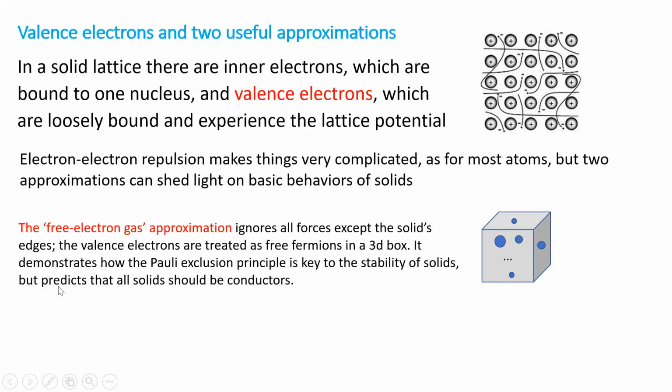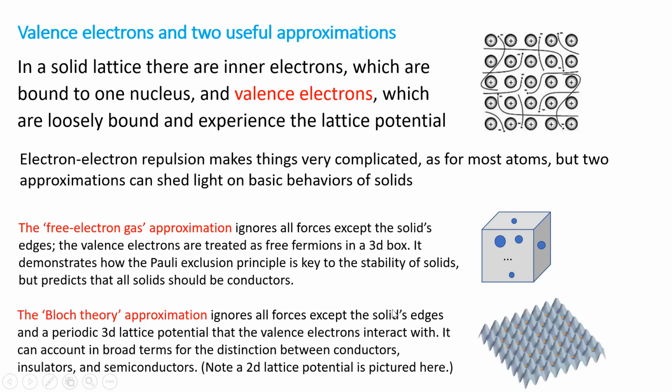But the free electron gas approximation also predicts that all solids should be conductors, which is clearly not the case. Most metals are conductors, but other materials like plastic or rubber or glass or wood are not conductors. So the free electron gas approximation has its limitations, but it does have a good explanation of the stability of solids.